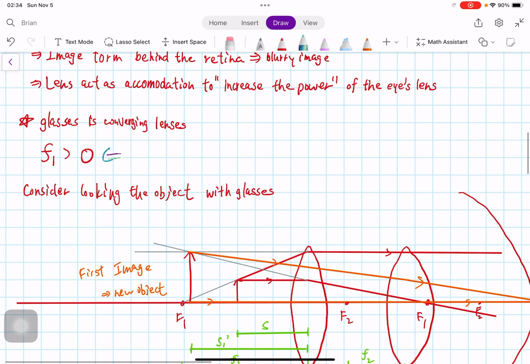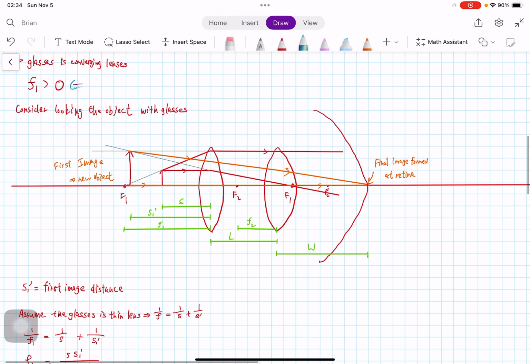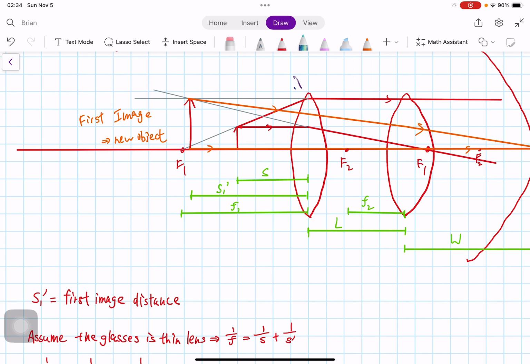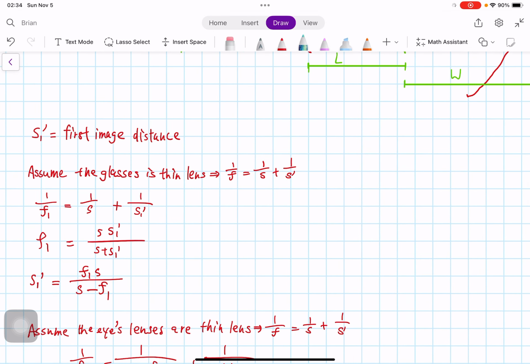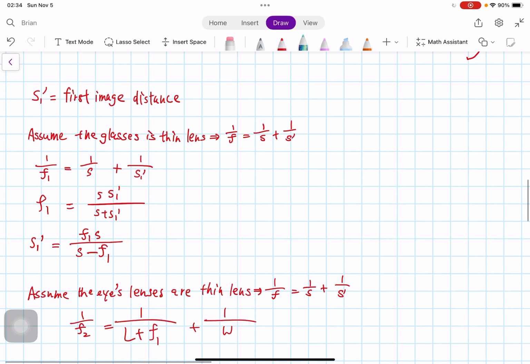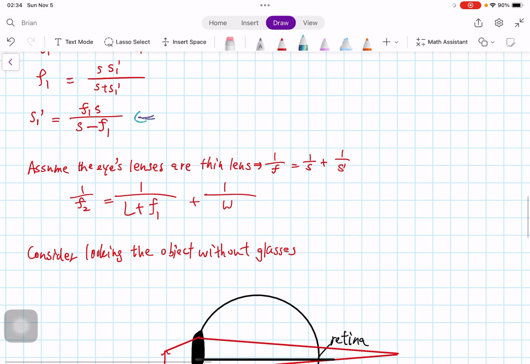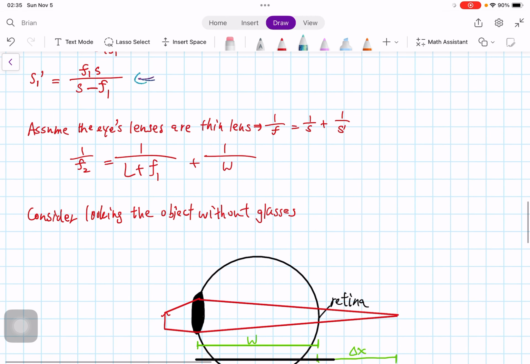So consider looking at the object with glasses. We have this nice ray diagram showing everything. We first look at the first lens, the glasses lens, and we assume that the glasses are a thin lens, so we can use the thin lens equation. Then we have an image distance written in terms of the focal length and the object distance. We assume that the eye's lens is also a thin lens, so we are looking at the second image. We apply the same equation here, and we get this equation.